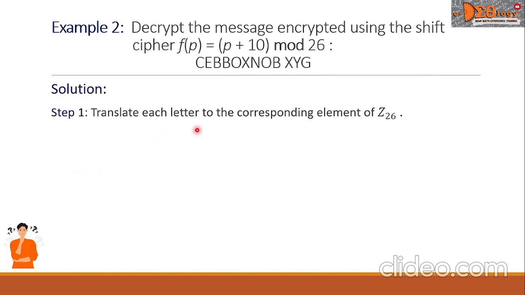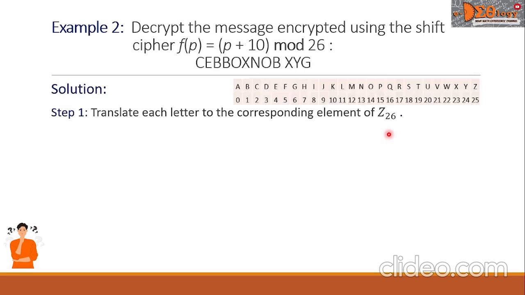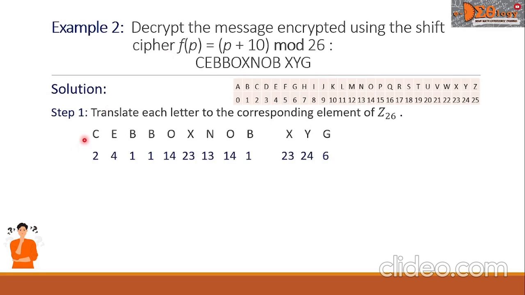Step 1. We translate each letter to the corresponding element of Z sub 26. Here is our table. So for the message, we write it here, and the numbers corresponding to each of the letters are here. C is 2, E is 4, B is 1, B is 1, O 14, X 23, N 13, O 14, B 1. Then X 23, Y 24, G 6.